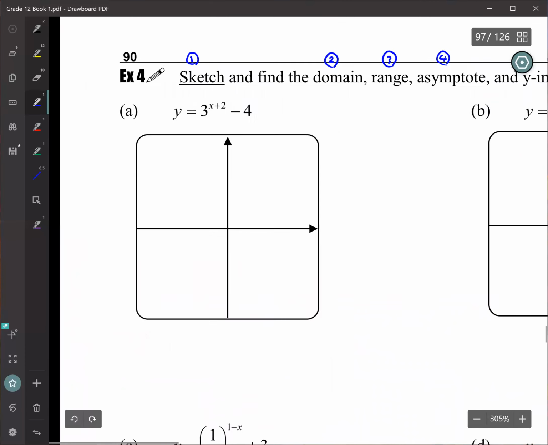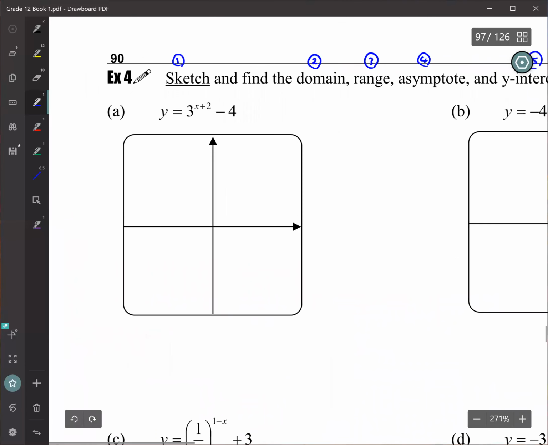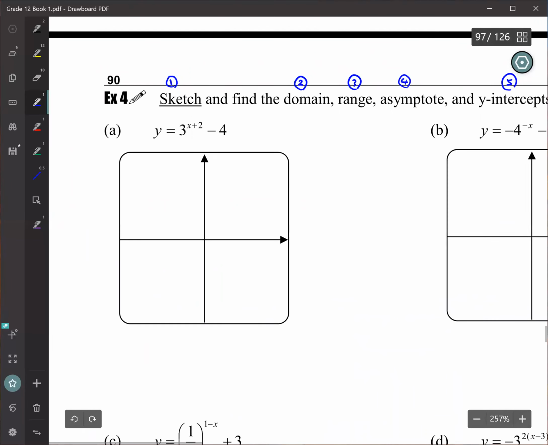So look at this one. Is this graph increasing or decreasing? What do you guys think? If you think it is increasing, then raise your hand. If you think it's decreasing, don't raise your hand.